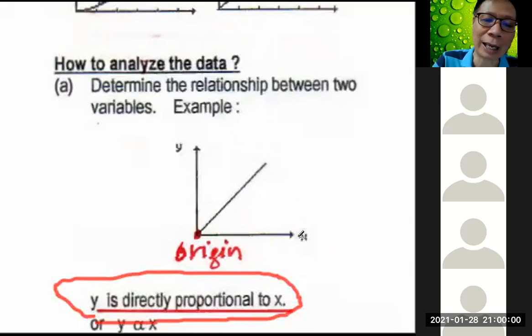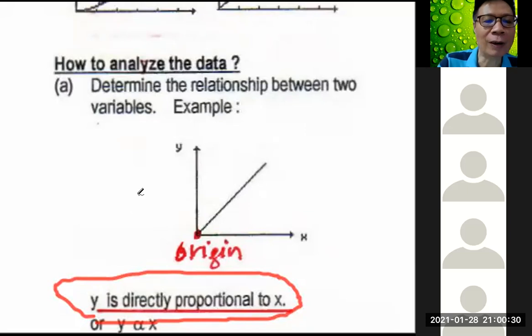What is the meaning of directly proportional? Okay, the meaning is when the x gets bigger, the y also follows and becomes bigger. It's directly lah. X getting bigger, the y also getting bigger. So it's directly proportional. Understand? So remember the statement now. Y is directly proportional when the straight line goes up, but it must pass through the origin. Very important.